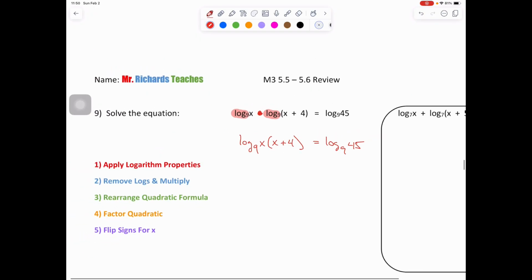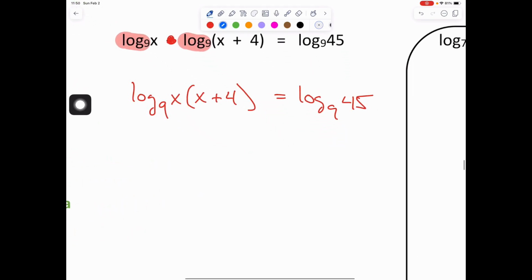Let's zoom on out for step 2. Remove logs and multiply. Why are we removing those logs? Yes, they are the exact same. They're both log base 9. Now we will multiply x times x, giving us x squared. X times 4 gives us 4x. Bring down our equals and bring down our 45.